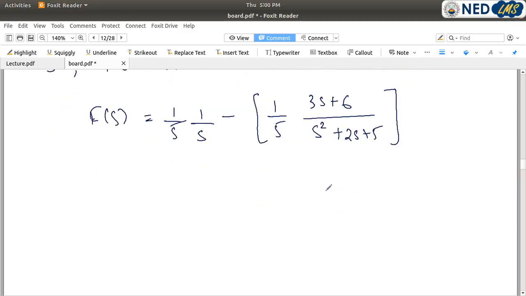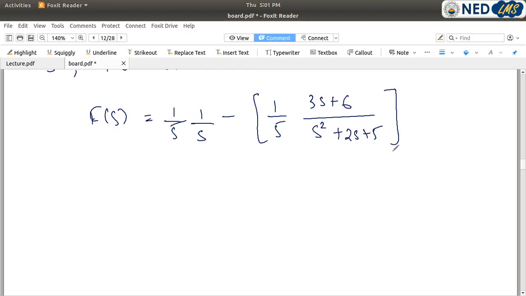Now we know the Laplace transform of this factor 1 over s, which is u of t, but we don't know the Laplace transform of this function. So we will apply some mathematical procedures to convert this factor into simpler terms so that we can use the Laplace transform table. So first step is to make this quadratic equation a perfect square.